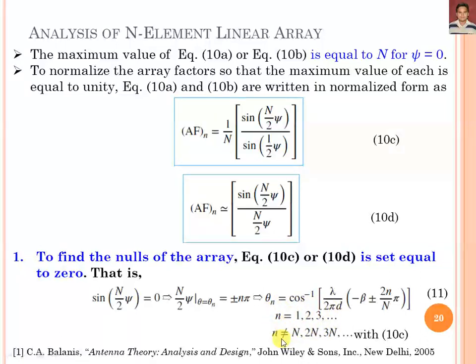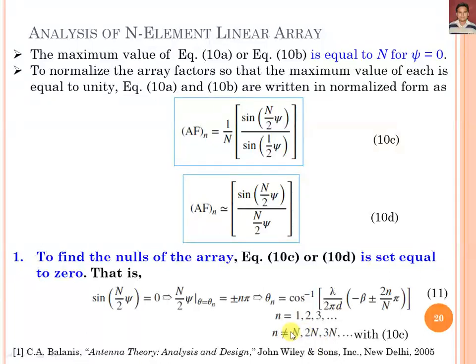but n is not equal to N, twice of N and thrice of N, because as we have calculated, the maximum value of the array factor is N for psi equal to 0, and we get the sin 0 upon 0 form, which we solve by using L'Hospital rule. So we say n is not equal to N, twice of N, thrice of N.